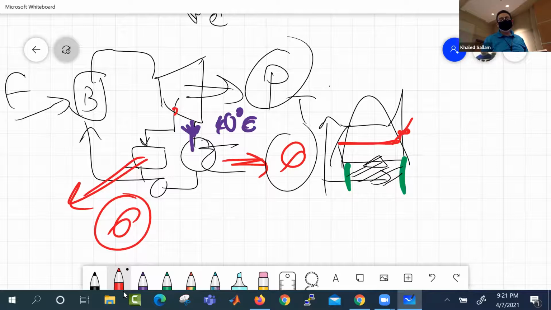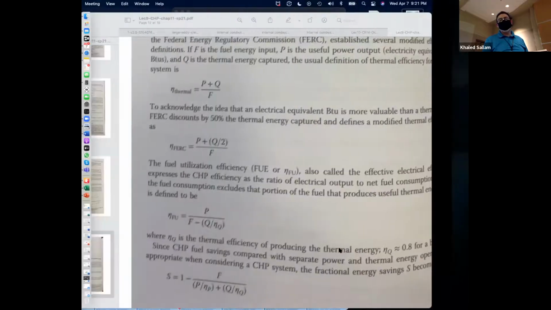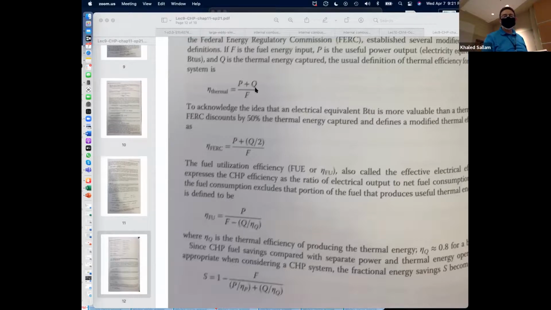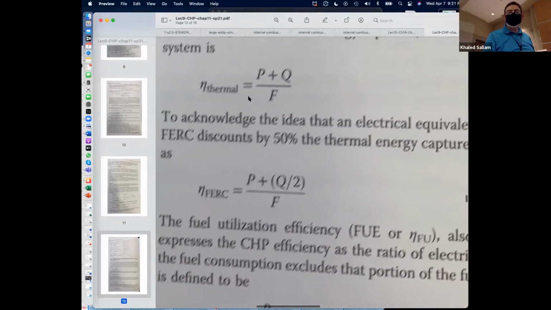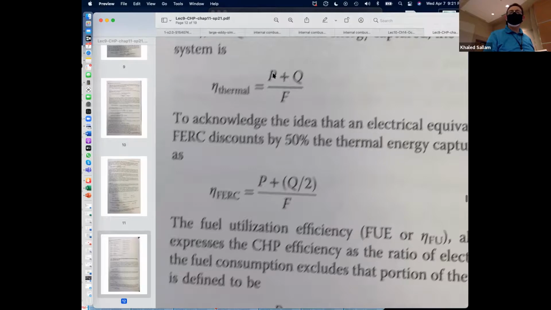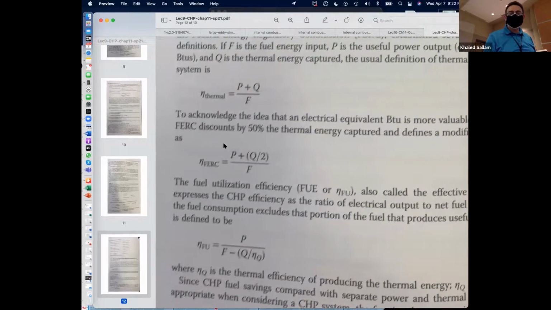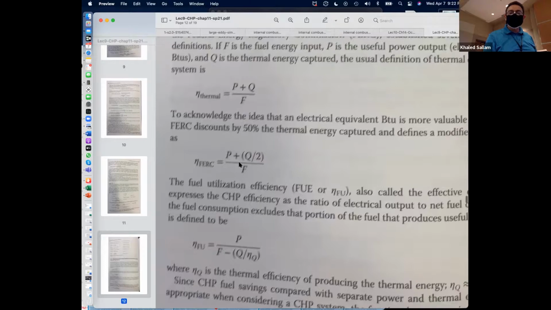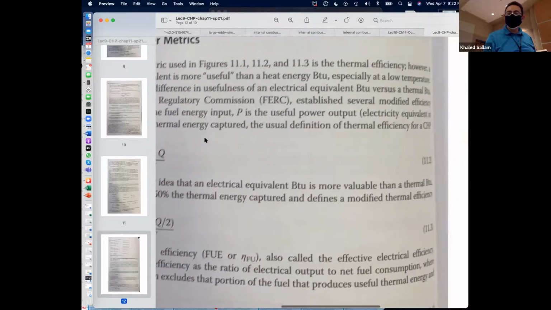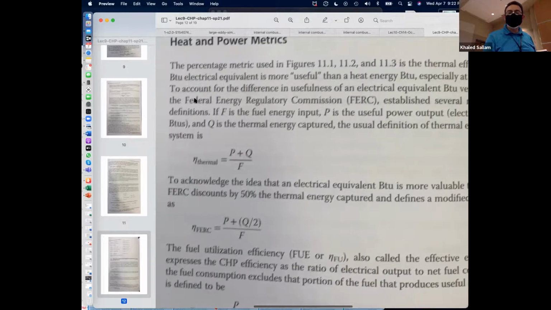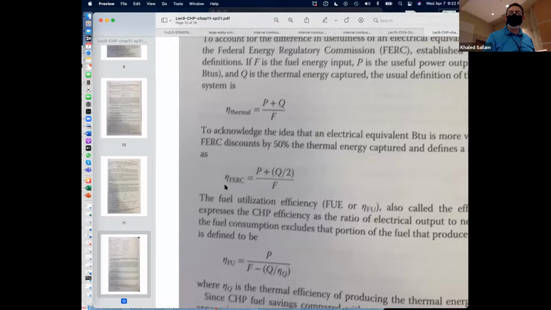But anyway, that makes us realize that the work and the heat are not the same. One of them is way better than the other one, okay? And so that's why, when you calculate the efficiency, you shouldn't really add them. They are not the same. So there is another formula for it. The FERC calculation, I forgot what FERC stands for. Yes, the Federal Energy Regulatory Commission. So the Federal Energy Regulatory Commission calculates the combined cycle efficiency by this: power plus Q over 2, over F.